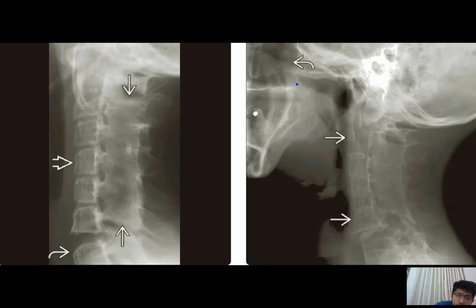Also, we can see that there is some hypoplastic angle of the mandible, what we call micrognathia, and there are subtle erosions that are seen in the temporomandibular joint.